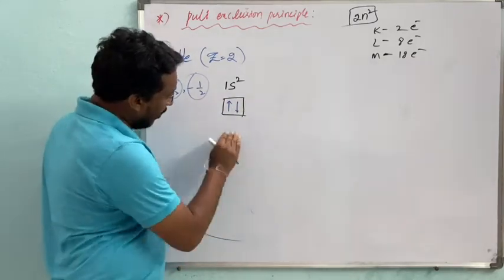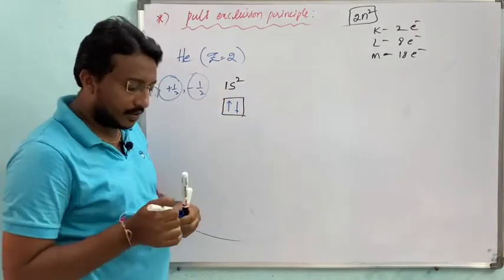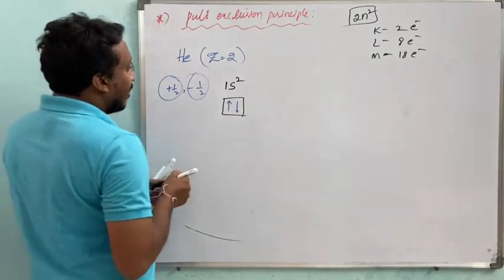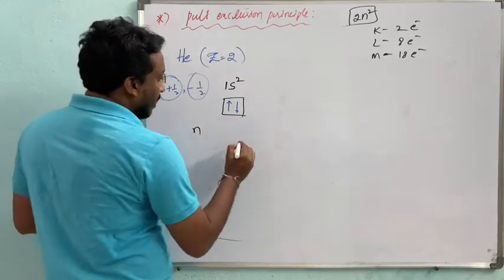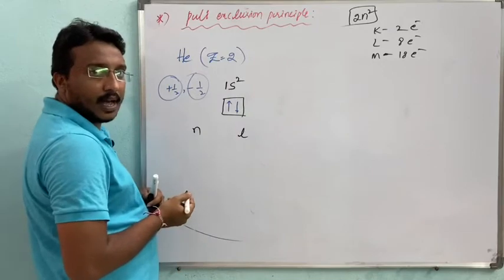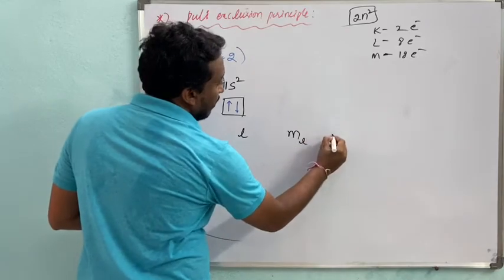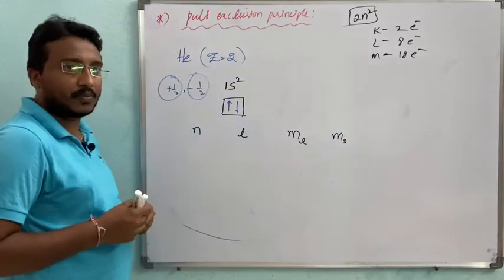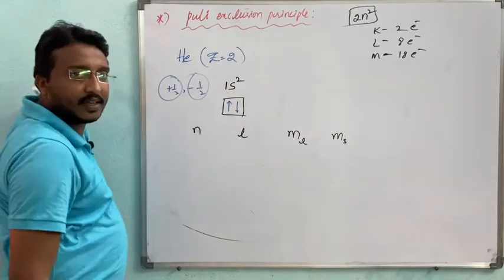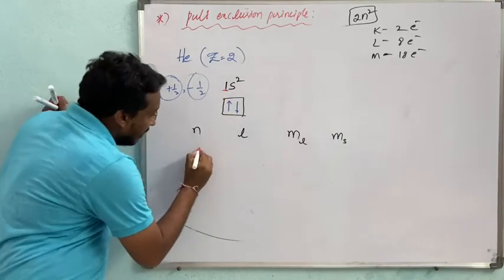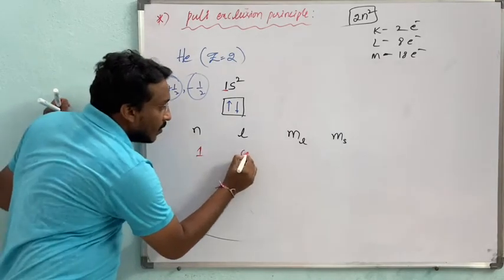Now I am going to write all the 4 quantum numbers for these 2 electrons. What are the quantum numbers? We have the principal quantum number, the angular momentum quantum number L, the magnetic quantum number, and the spin quantum number. Then see here, the principal quantum number is 1. If n equals 1, L is 0 for the first electron.